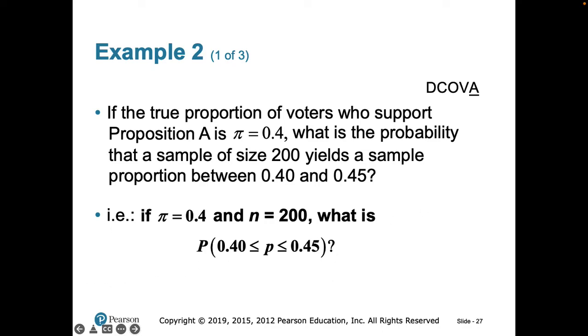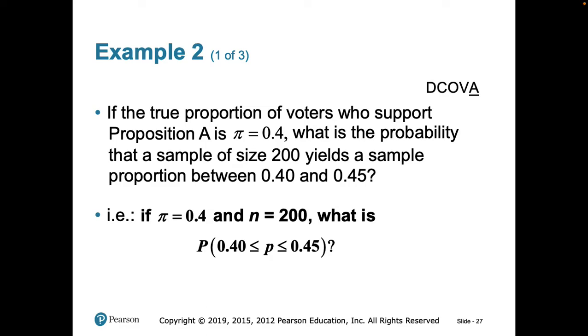So here, let's do this one example to look at it. If the true proportion of voters who support Proposition A equals pi equals 0.4, what is the probability that a sample size of 200 yields a sample proportion between 0.40 and 0.45?